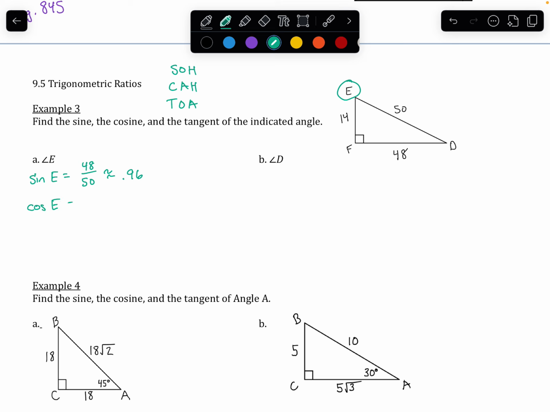Cosine of E, adjacent, is 14 over 50. It's going to be 0.28. We have tangent of E. So the opposite, 48, over adjacent of 14. The calculation is going to be 3.4286.